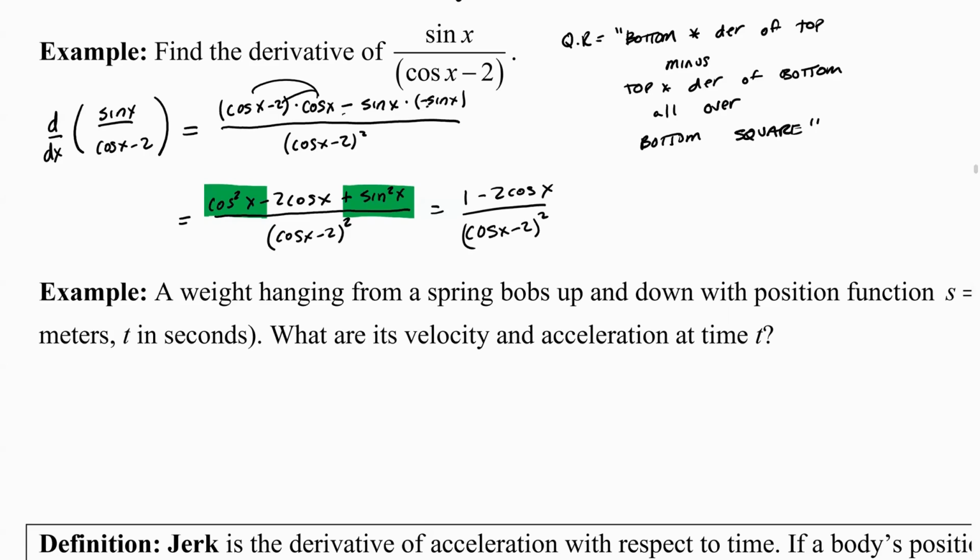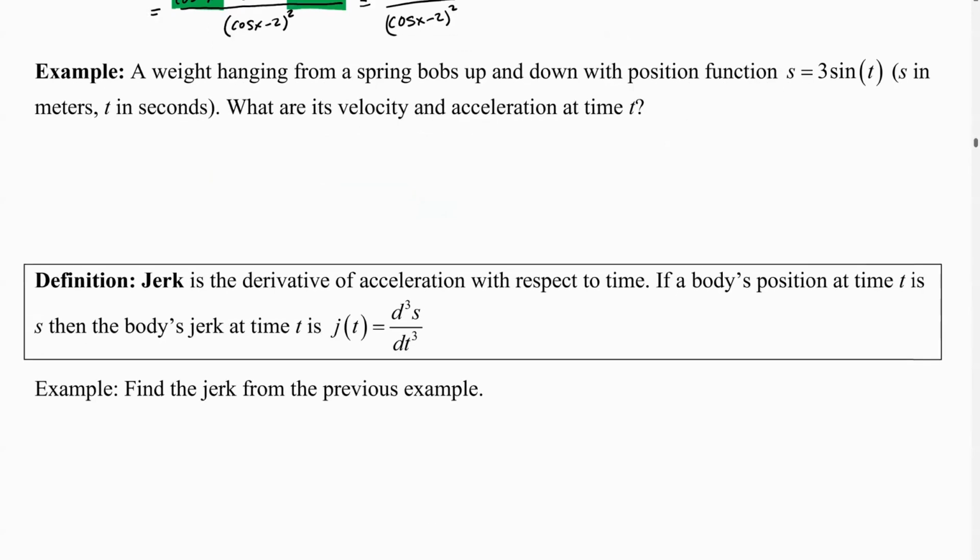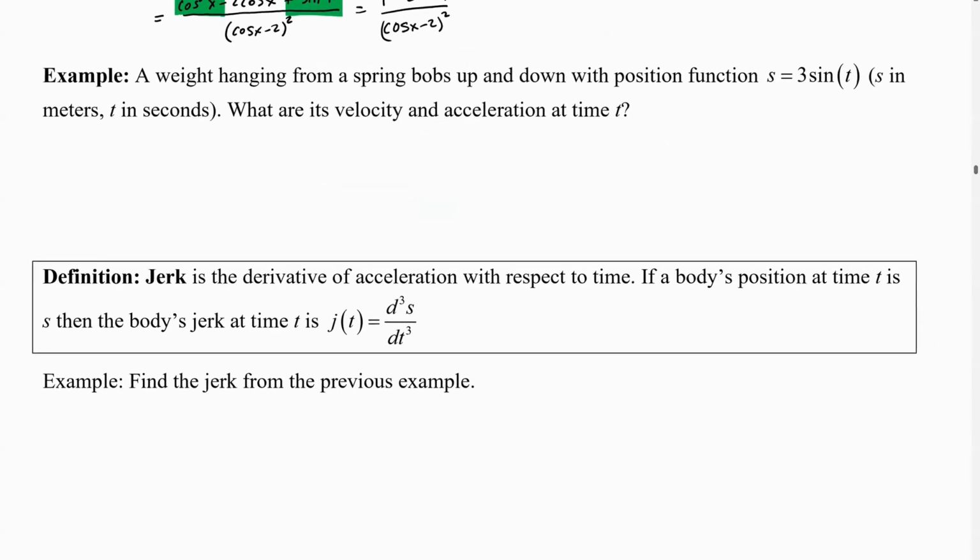Okay, knowing these other facts allows us to do other problems. Let's try another one. It says a weight hanging from a spring bobs up and down with the position function s equal to 3 sine t. s is in meters, t is in seconds. So this thing is swinging, gosh, 3 meters, 6 meters at a time. Pretty crazy. What is the velocity and acceleration?